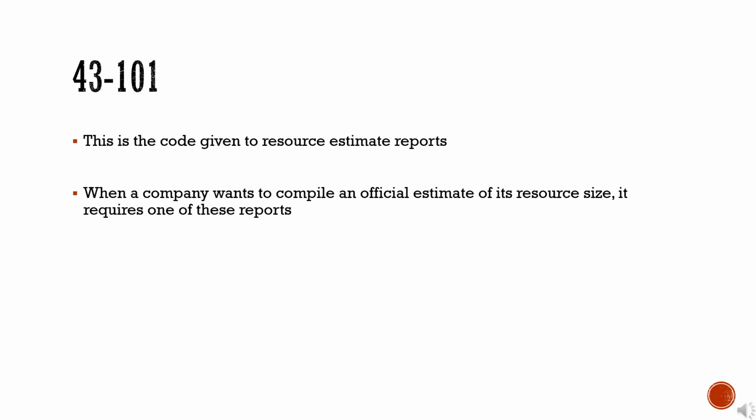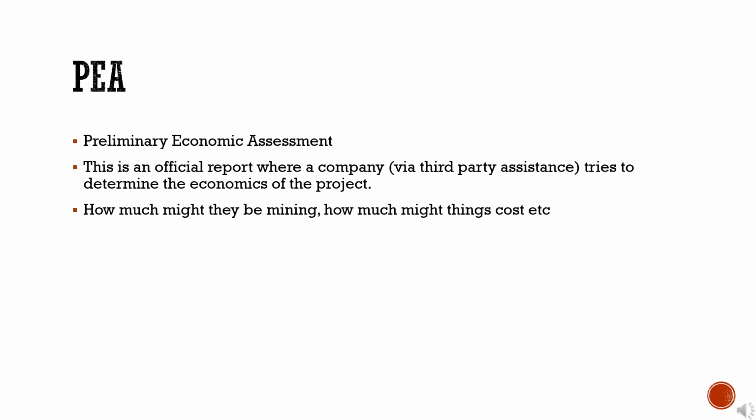Next term is 43-101. This is basically a code that's given to resource estimate reports. When a company wants to officially state or estimate its resource size, it requires one of these reports. The next most detailed type of report is a PEA, or Preliminary Economic Assessment.